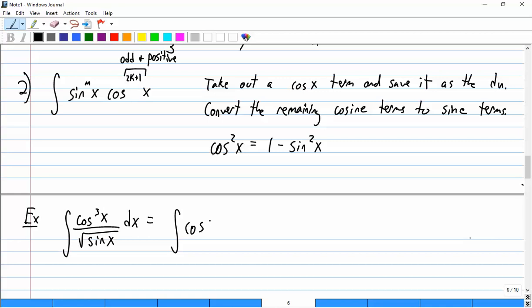Now I also want to bring a cosine term out, so I'm going to do that too. I'm multitasking. So I bring a cosine term out, so that reduces the power of the cosine cubed to cosine squared. Now we're going to take cosine squared and we're going to plug in 1 minus sine squared.